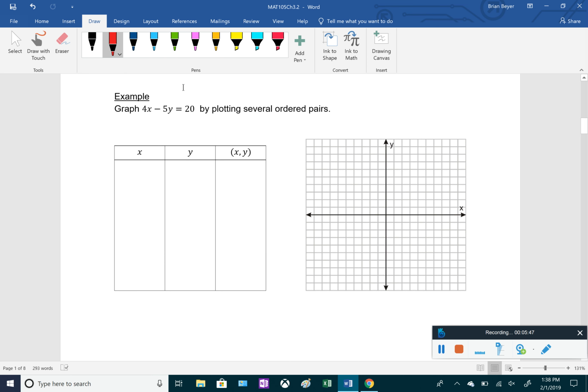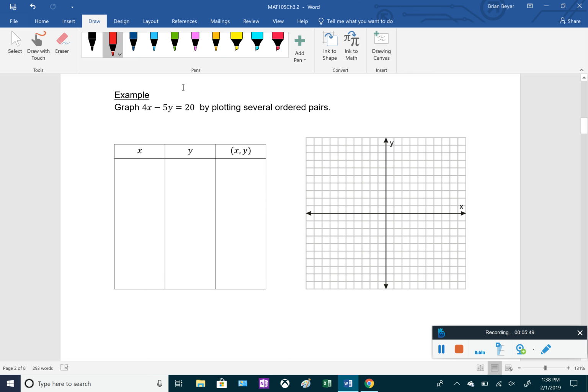Okay, so let's do another one. So let's graph 4x minus 5y equals 20. And this time I'm not giving explicit instructions for what points to put on there for x, so we're going to choose our points.